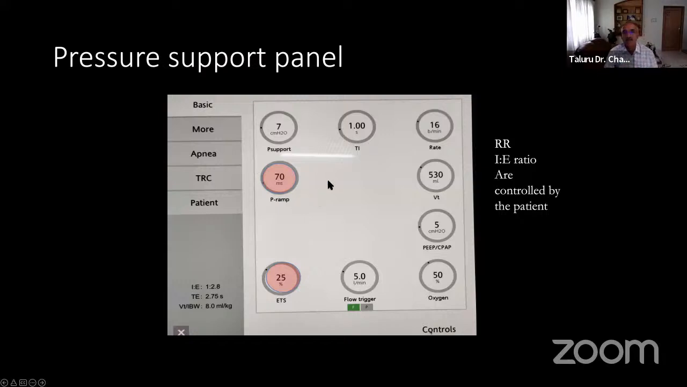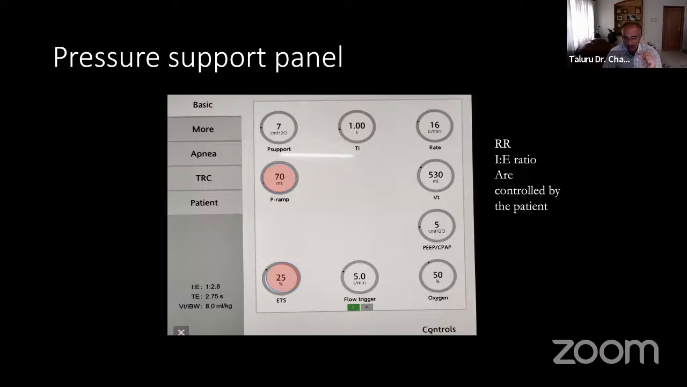These are the controls. Pressure support is 7. If I get a tidal volume of 200 and I want a tidal volume of 400, what should I increase? There is no volume button here. My pressure support is 7, I am getting 200 ml, but my target is 400 ml. What should I increase now to generate a tidal volume of 400 ml? It's a pressure based mode.